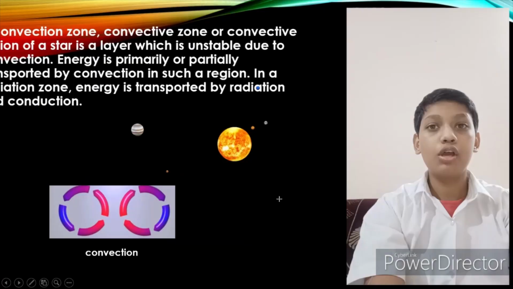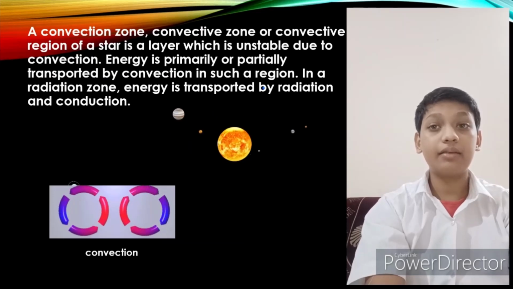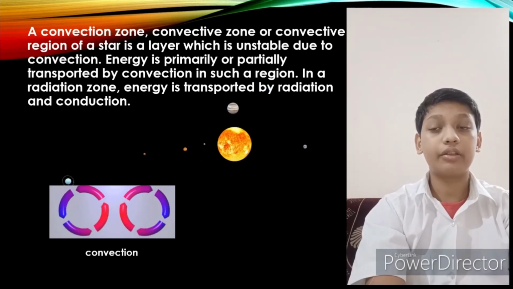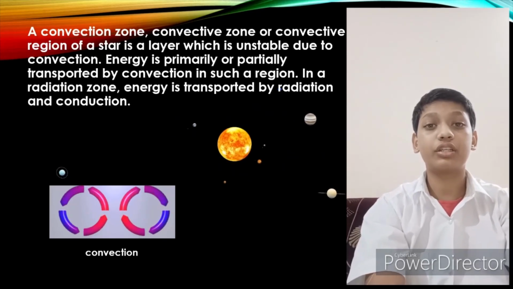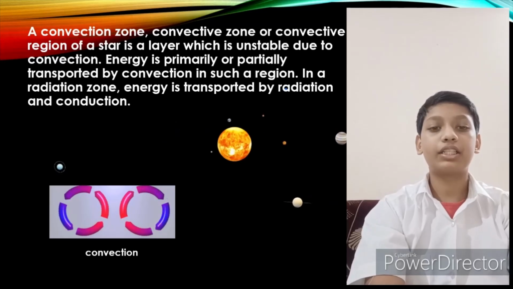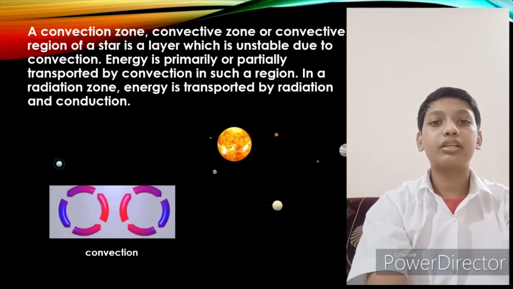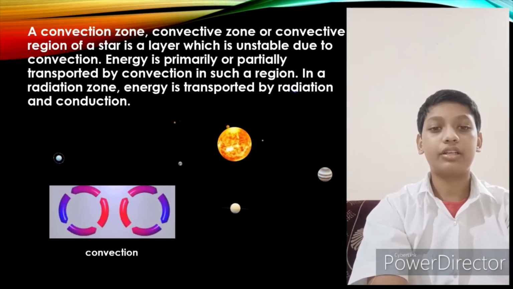So, does the energy now directly pass through space and reach us? No, there is another zone called the convection zone. As the name suggests, this zone carries the energy released from the radiative zone by convection. A convection zone is a layer of a star which is unstable due to convection. Energy is primarily or partially transported by convection in such a region. In a radiation zone, energy is transported by radiation and convection.